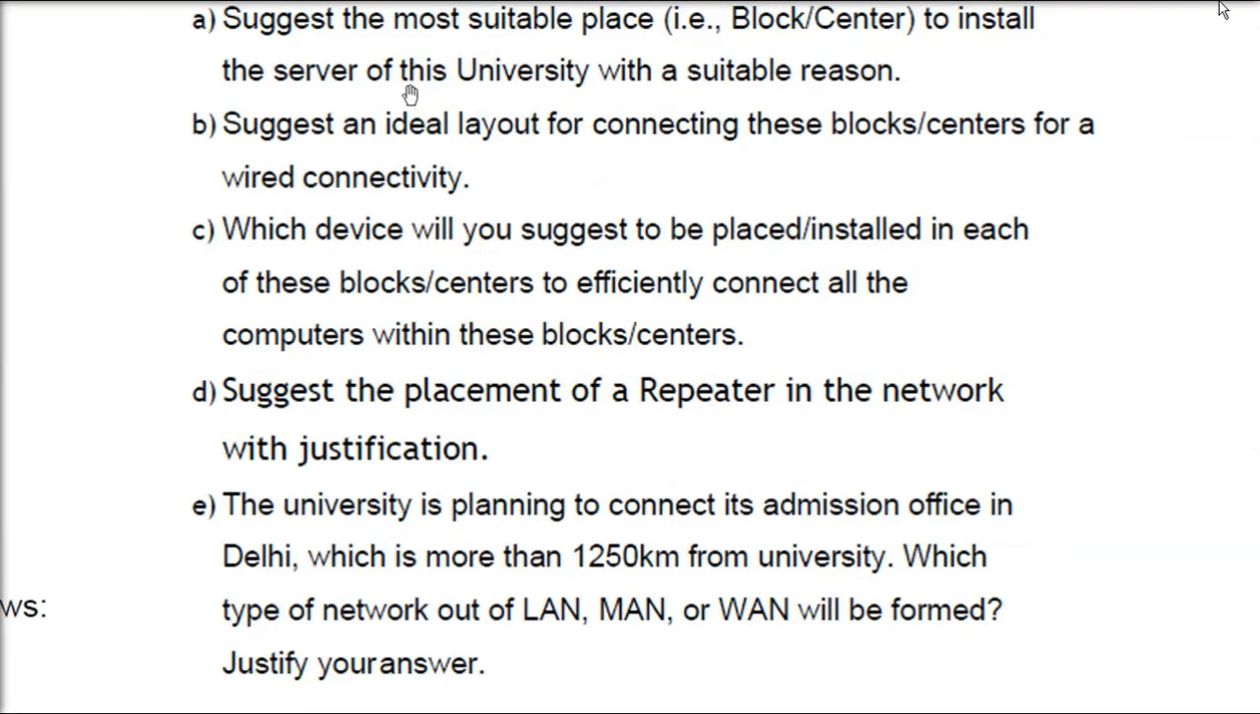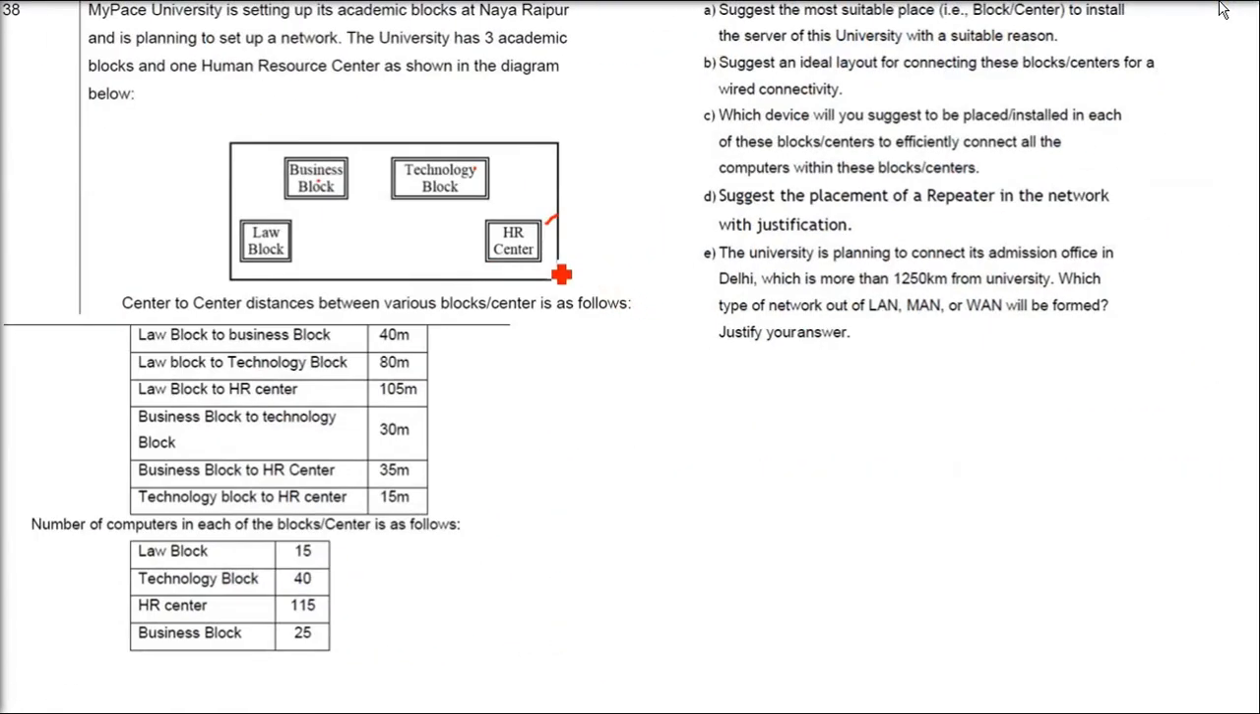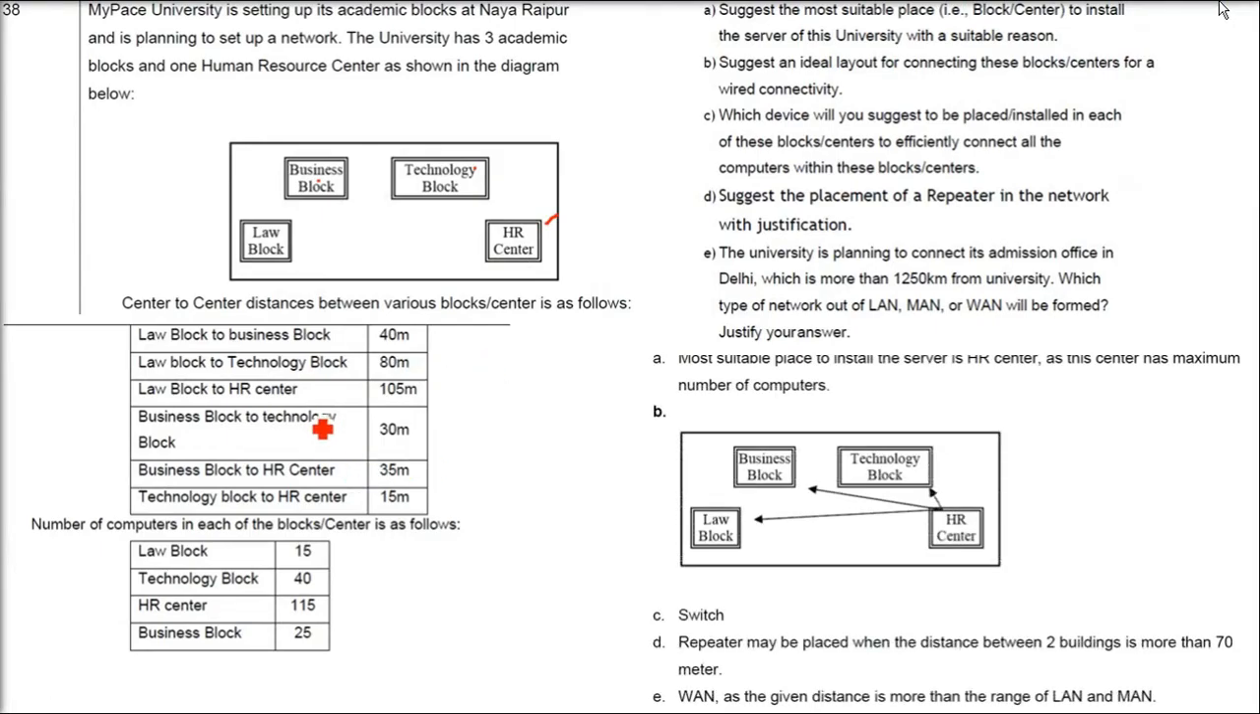Suggest the most suitable place, that is the block center, to install the server of this university with a suitable reason. So where does the server have to be placed? A server is a powerful system computer which is going to administrate all the other computer systems and the network devices on a network. Since the HR center has the highest number of computers, 115, and if the distance goes higher, there will be higher attenuation of the signals, the most suitable place is the HR center. The reason is that it has the maximum number of computers.